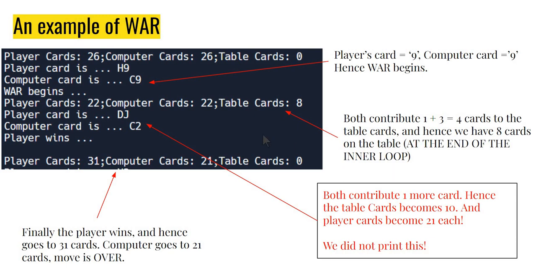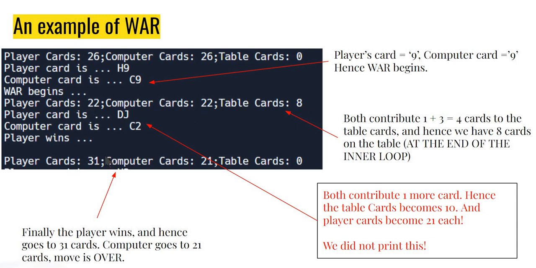Now, notice here what's going on. So I say, okay, 26-26. It just so happened that for this particular example, there was a war to start with. So both of them end up with 22-22. This is quite easy to understand because they put out one card each. War began, they put out three more cards. So that's why my table cards got eight cards, 22 and 22.